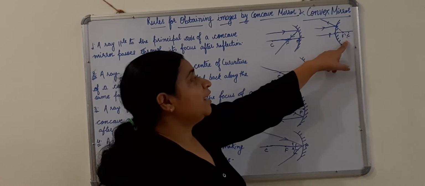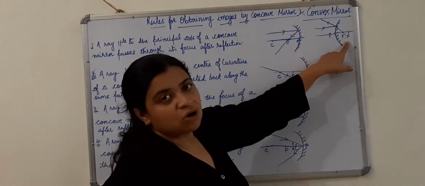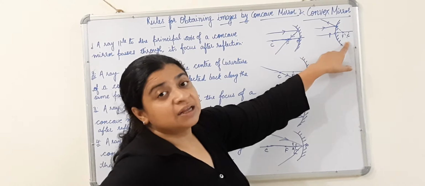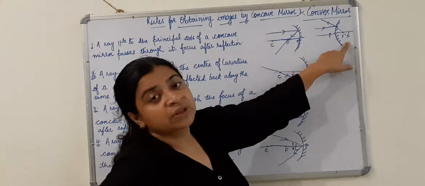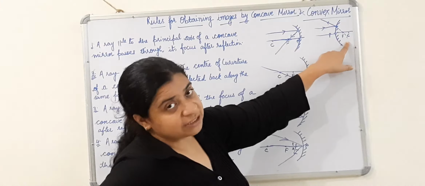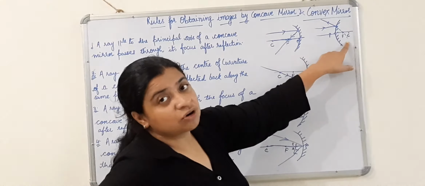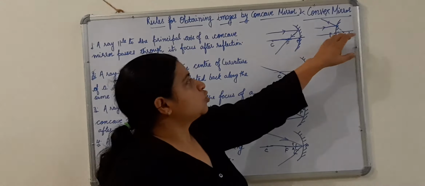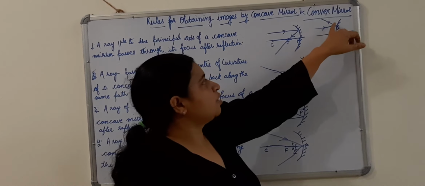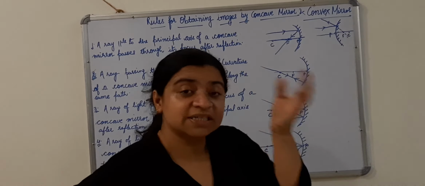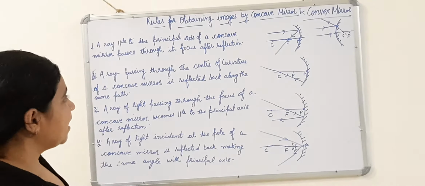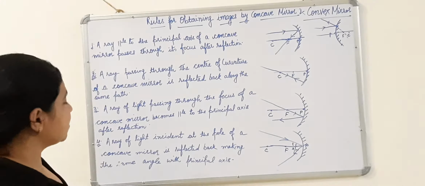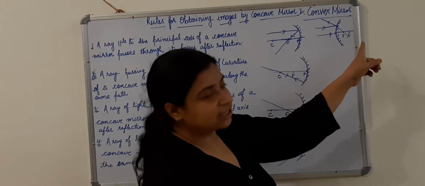Here also it appears to pass, because this is a convex mirror and convex mirror always forms virtual and erect images. Virtual images we cannot obtain on the screen. So it will not actually pass through the focus as the focus is behind the mirror. So we cannot go behind the mirror. In this case, after reflection, it will look as if it is passing through the focus.